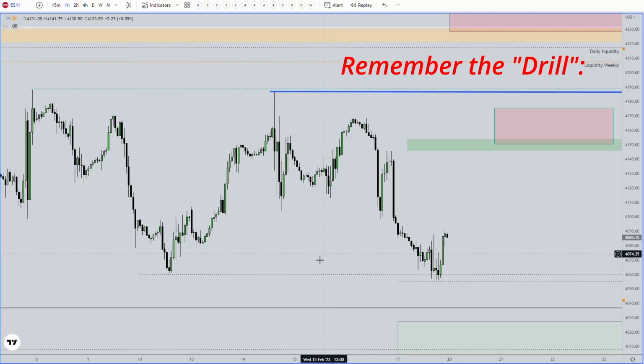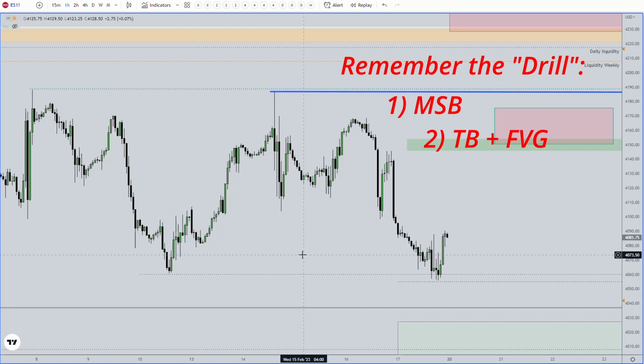and remember, the drill is always the same. To enter your trade, you need number 1, a market structure break, and number 2, a pullback lining up with your target box and a fair value gap, and then number 3, simply a limit order to catch the move, catch the trade that you are looking for.